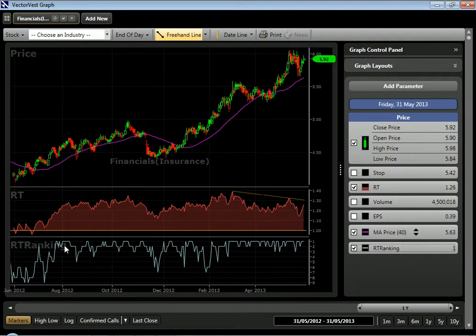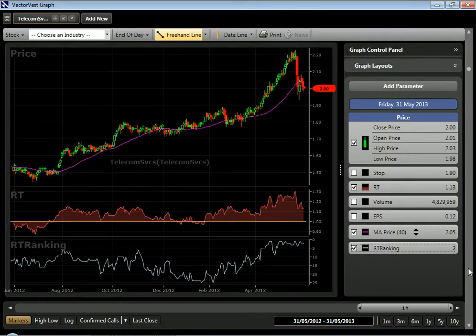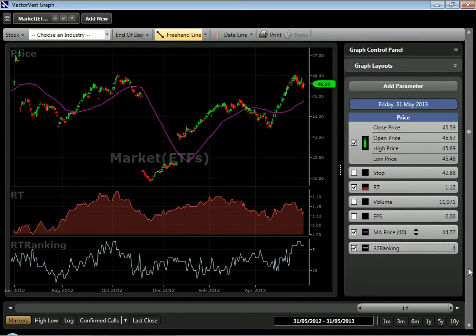And we can see the insurance industry came into the top 10 here in June and has really been a top performer ever since. So when doing this industry analysis, it's very easy, just like a stock graph, to roll through the graphs and see what kind of gut reaction you have.